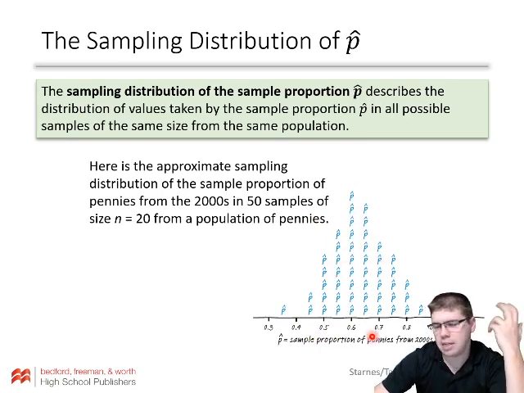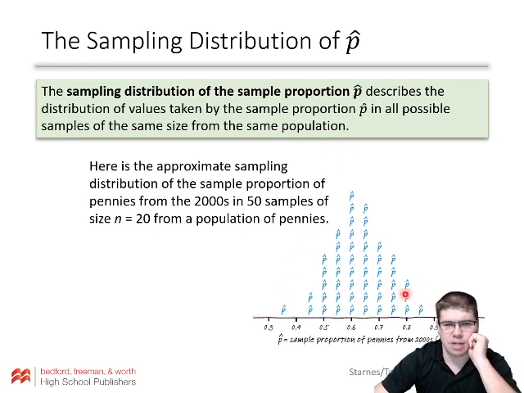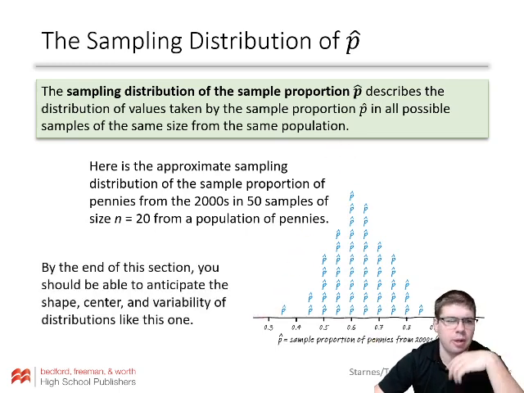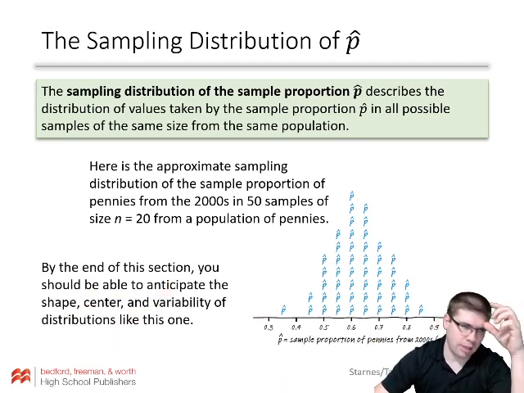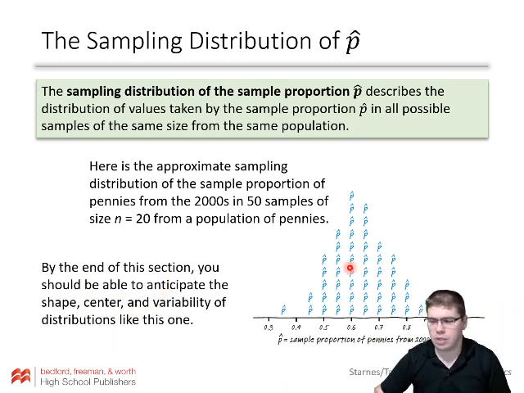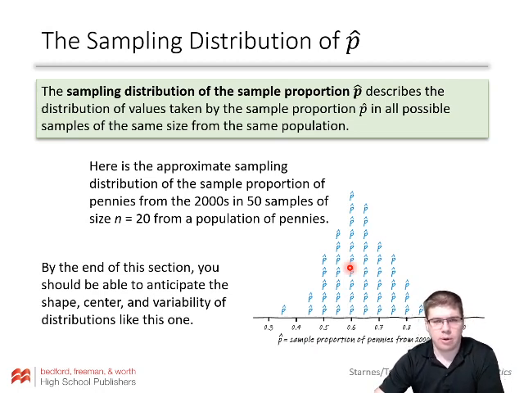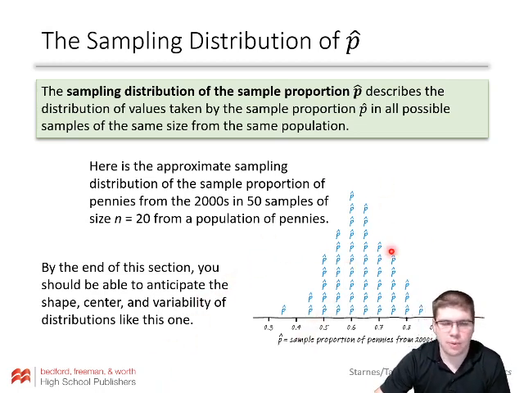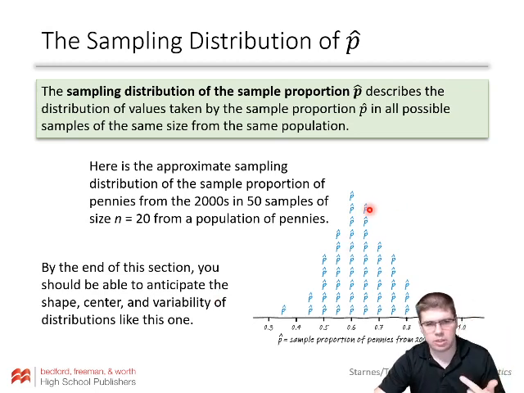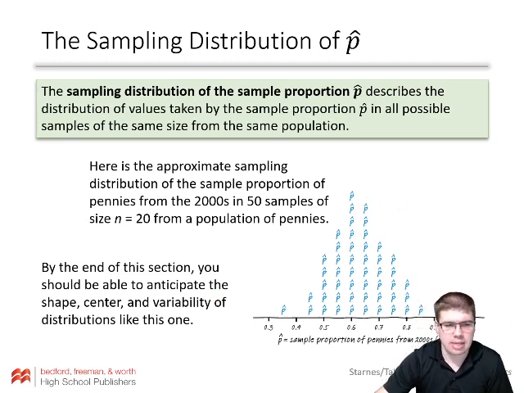That seems to be the peak of the curve, and we can see that shape, center, and spread, that whole distribution. But by the end of this section, you should be able to anticipate the shape, center, and variability of distributions like this one. It's not just that we have to do it by a simulation or collecting data. We could actually just know in advance where it's going to be centered, what the shape's going to be, what the spread's going to be, and calculate those things.